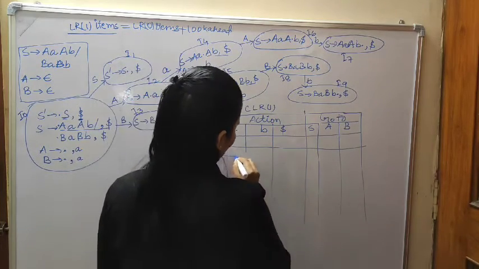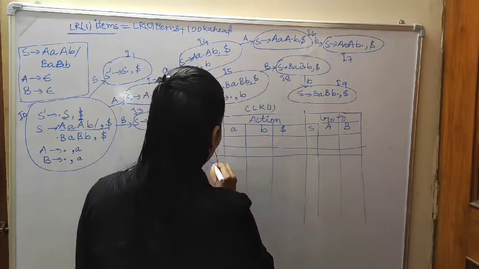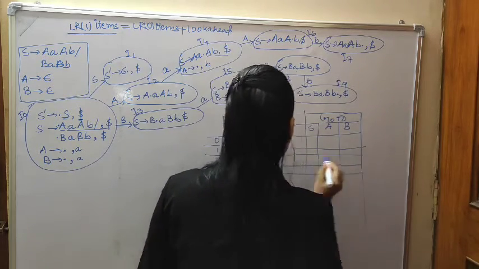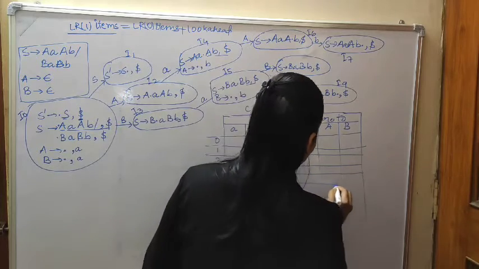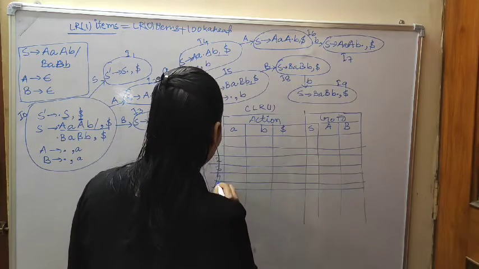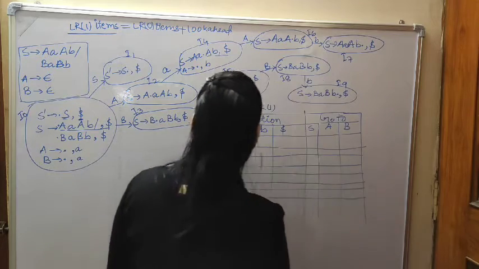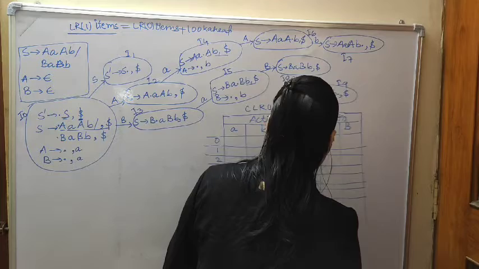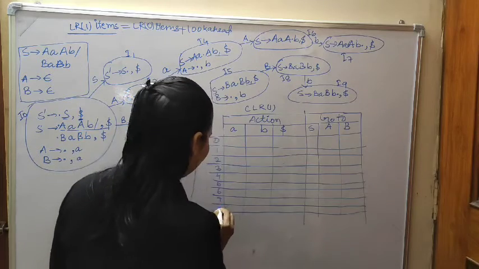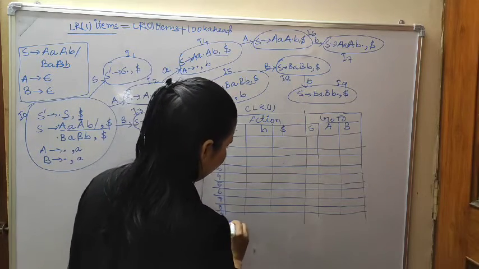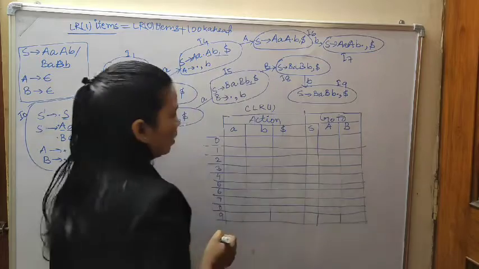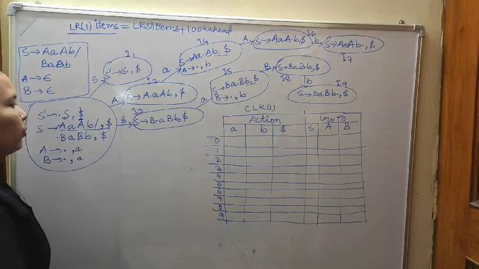Zero to 9 steps: 2, 3, 4, 5, 6, 7, 8 and then 9. 9 steps are there. Now we will check it in the first, 0 number state.